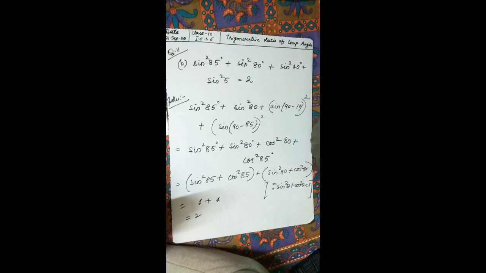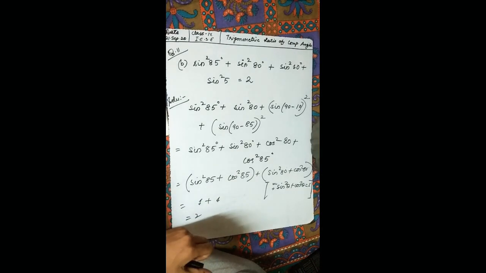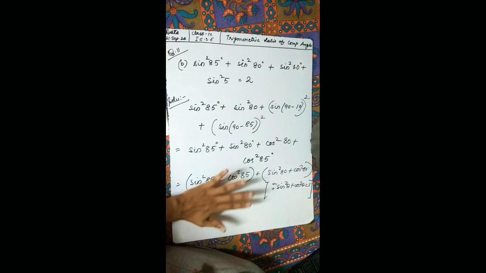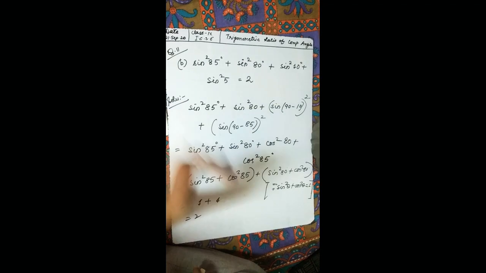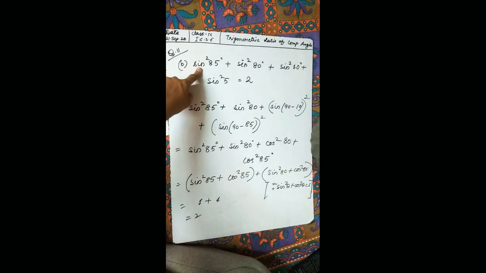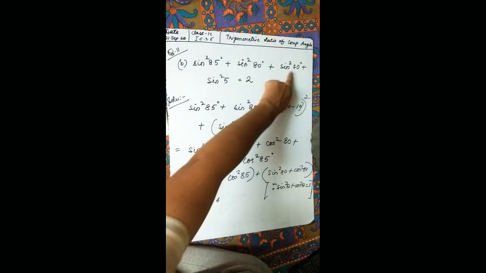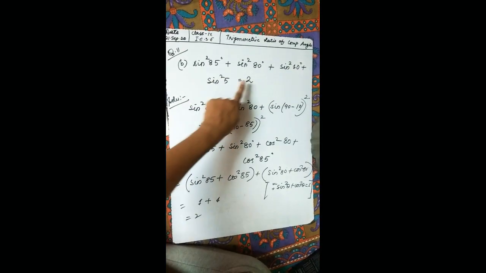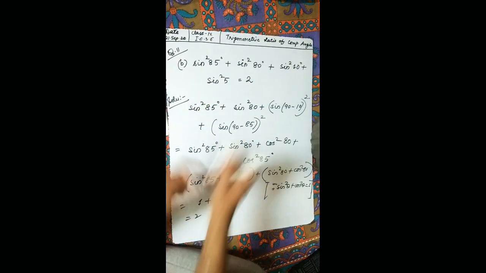Okay, let us come to 11th B1. Why am I doing B1? Because if you understand this one, you'll easily get the A1, because they both are similar only. So the question is cos square 85 plus sin square 80 plus sin square 10 plus sin square 5. We have to prove it equals 2.